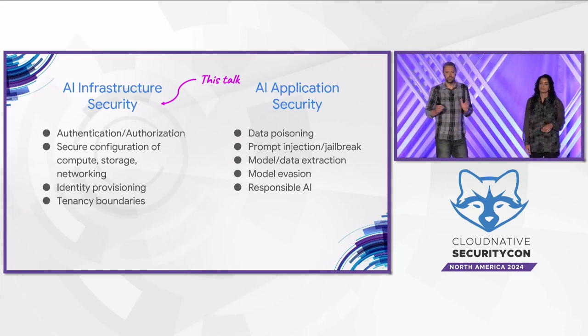Cool, so I think about two buckets when I think about AI/ML security. We've got infrastructure security, which we're talking about in this talk, and that's how you configure your compute, your storage, your networking. And then there's a different bucket we're not covering today, which is the new attacks and new things we're seeing in AI/ML security. That's where your prompt injection and your fancy ways to steal models using inference queries exist. But we're focusing on infrastructure security today.